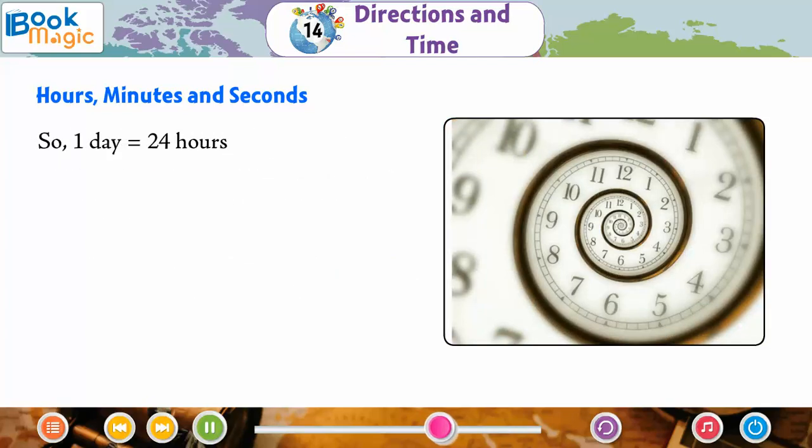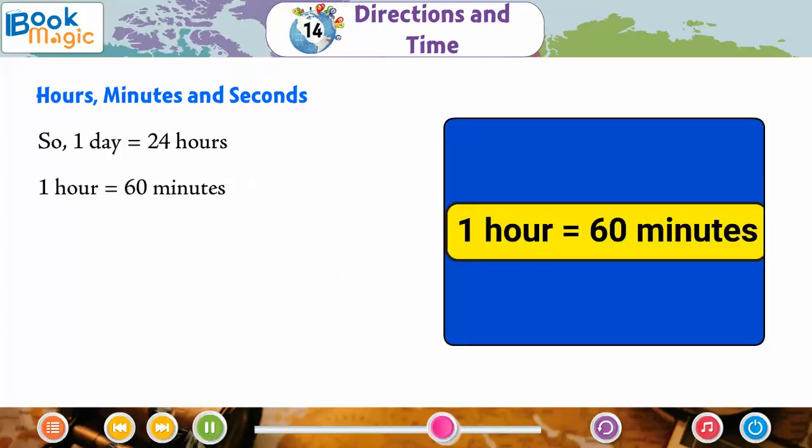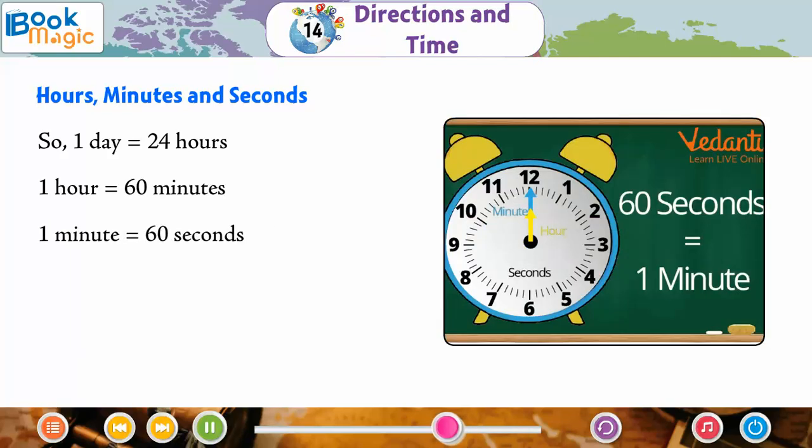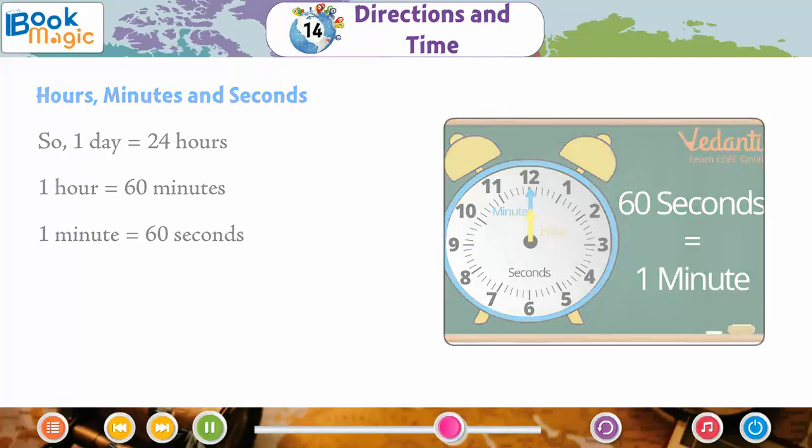So 1 day is equal to 24 hours. 1 hour is equal to 60 minutes. 1 minute is equal to 60 seconds.